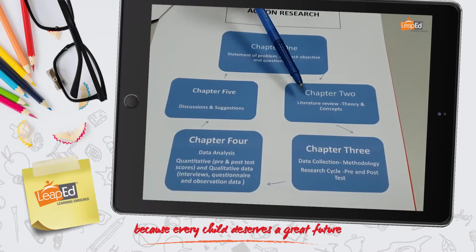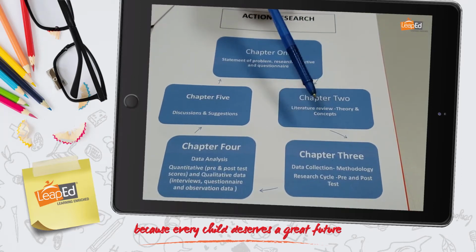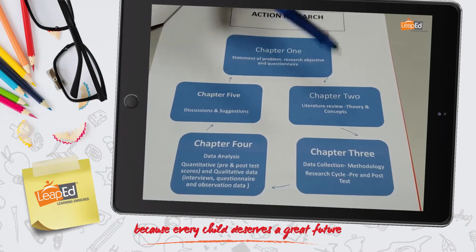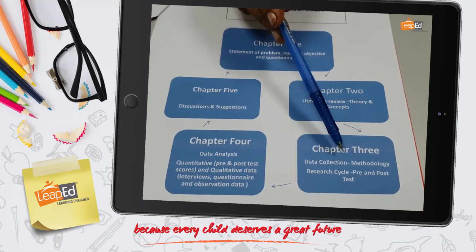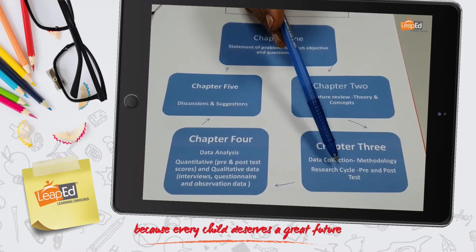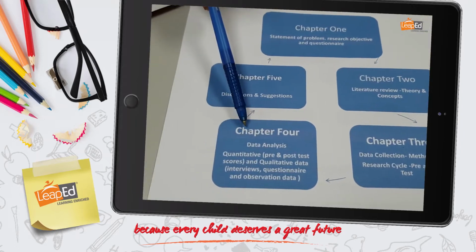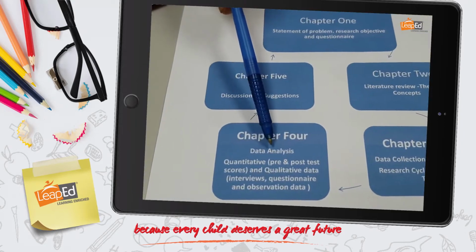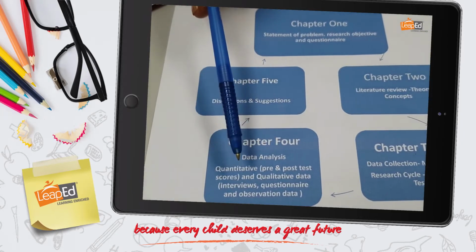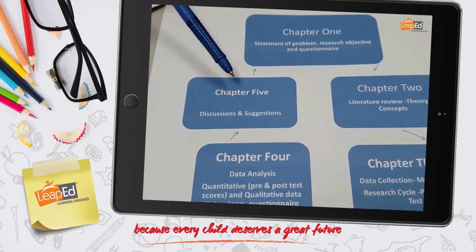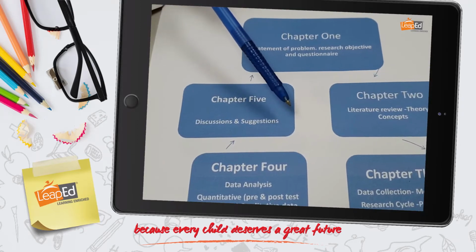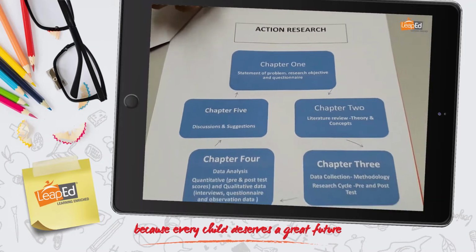My chapter 2 focuses on the literature review and theories related to my study. Chapter 3 is my data collection, methodology, the research cycle. Chapter 4 is my data analysis of the literature. And chapter 5 is discussions and my suggestions for further review of this research.